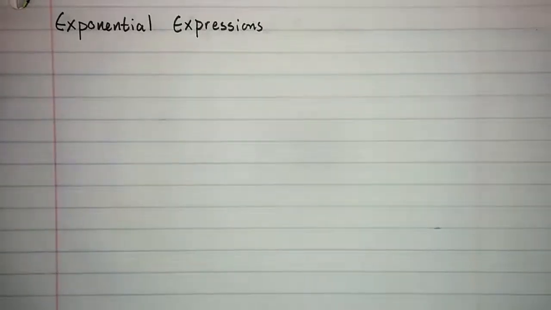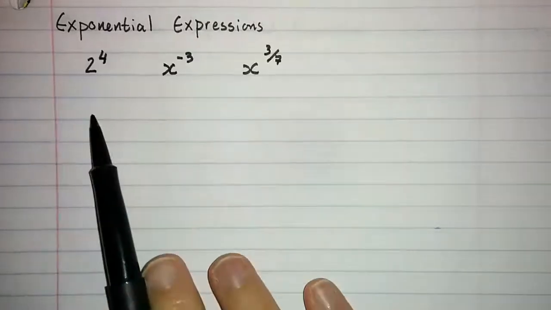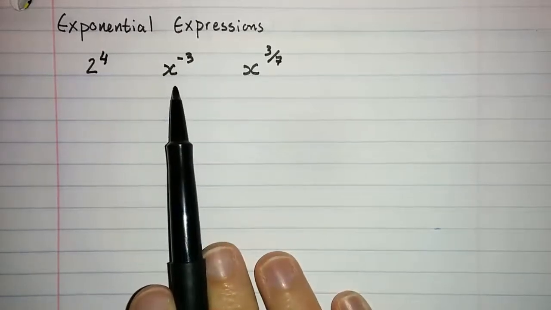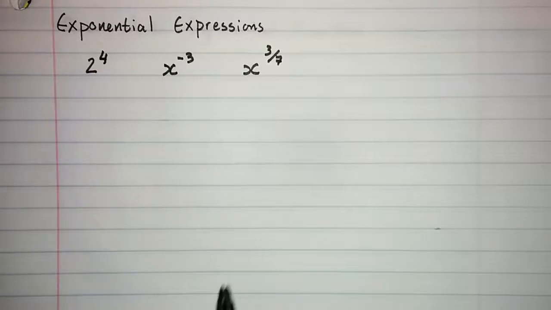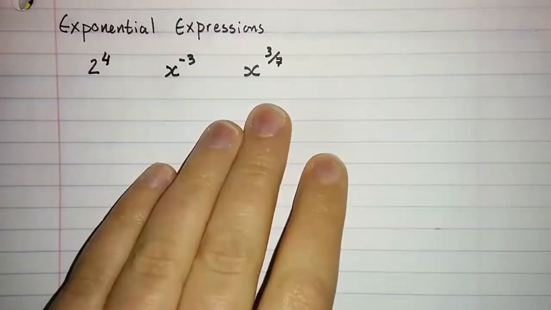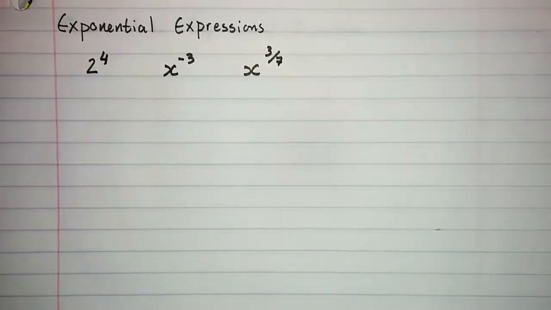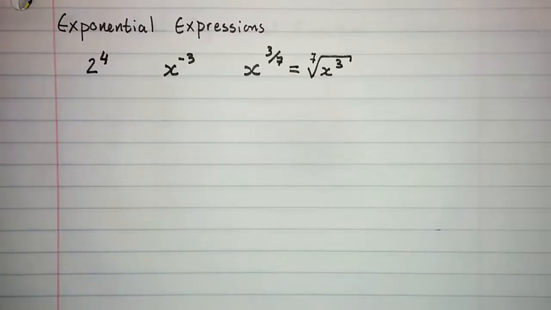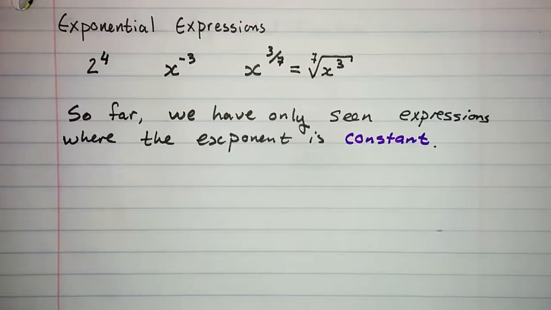So far, we've met a lot of expressions with exponents in them. For example, 2 to the fourth, an expression that simply defines a number, x to the negative third, and most recently, x to 3/7. Remember, in the last unit we defined these rational exponents in terms of radicals. But all of these expressions have had one thing in common. So far, we've only seen expressions where the exponent is constant.